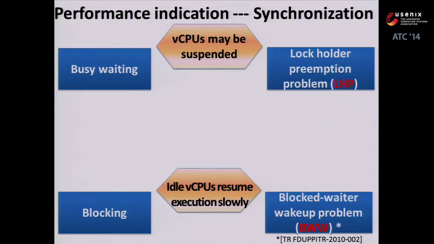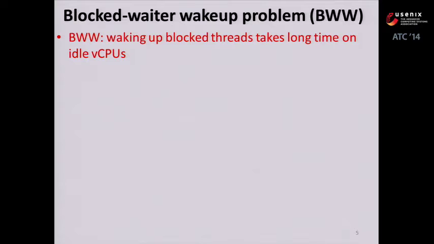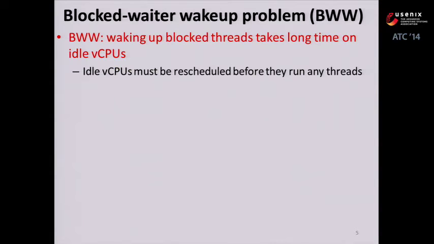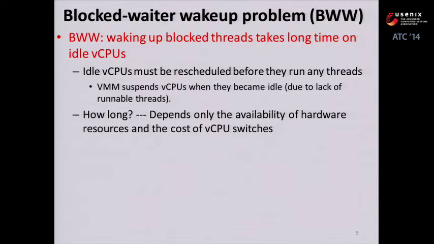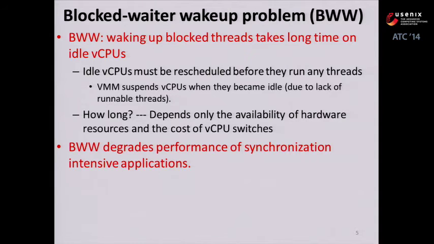So let's look at what the BWW problem is. BWW means that waking up blocked threads takes a very long time on idle CPUs. It takes a long time because virtual CPUs have to be rescheduled before they run any thread. They must be rescheduled because they were preempted or suspended when they became idle due to the lack of runnable threads. But how long does it take to wake up a thread? It depends on the availability of hardware resources and the cost of virtual CPU switches.